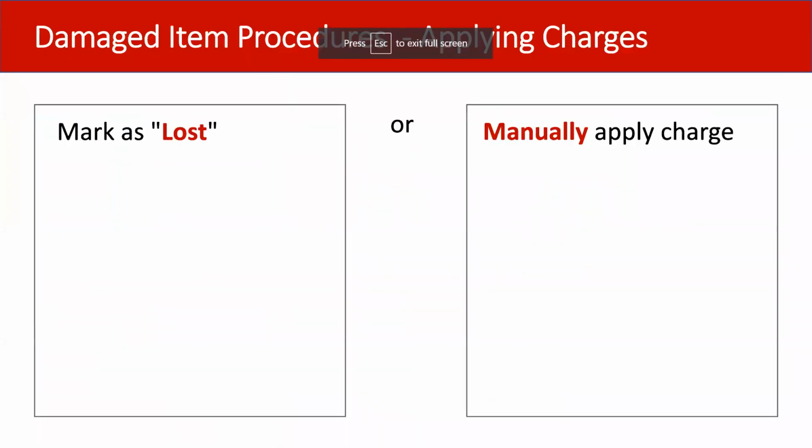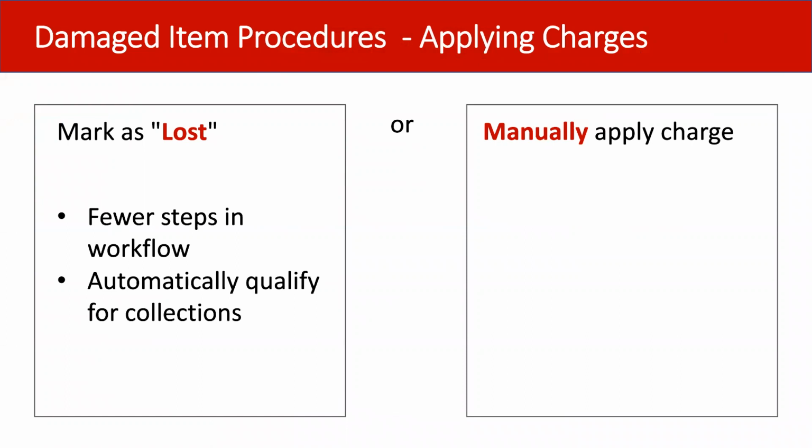Now, libraries may have different local procedures and may need to track fees differently. So that first option of marking the item as lost. Your library may use this because you want a more direct workflow, right? There's fewer steps. Or maybe your library participates in collection submission. And if you do, as we just talked about a few moments ago, there are certain conditions that that fee needs to have to be included. And by making something lost, you know that the fee is going to qualify.